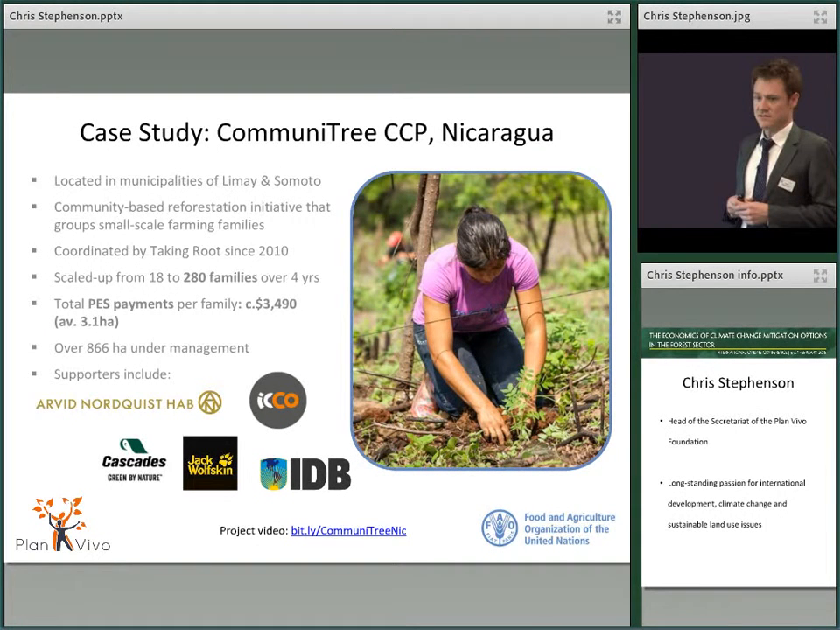It's recently expanded into a new municipality called Somoto, but it was originally in Limay. It's coordinated by a group called Taking Root, based out of Canada, and this has only been going for around 4 years, but has scaled up again quite rapidly, and is now at 280 families. The total payments for ecosystem services would total around about $3,500 over the 10-year payment period. And I should probably mention that these are front-loaded, so that in the first 4 years, actually 50% of the payments are made. You can also see some of the corporate buyers there, as well as the Inter-American Development Bank.